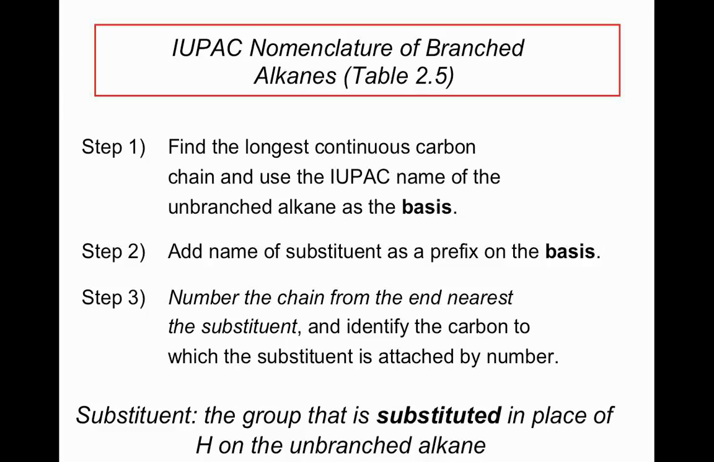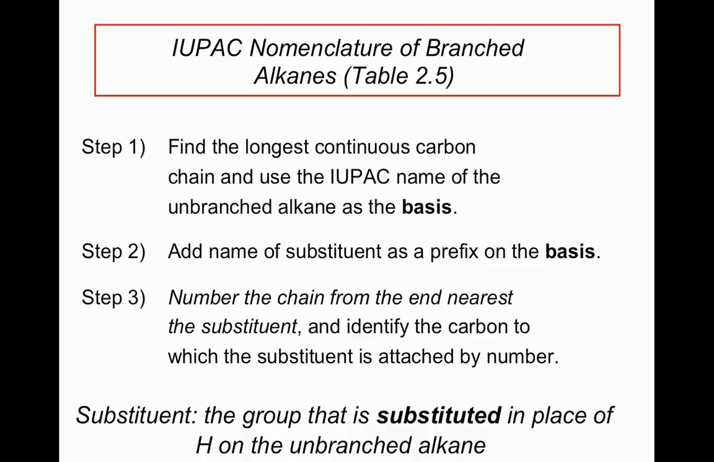So, to name branched alkanes, our naming rules become a little bit more complicated. Okay? You can name any branched alkane by following 3 simple steps, as listed here on this slide. Okay? First, find the longest continuous chain of carbon atoms and use the IUPAC name of the unbranched alkane that matches that number of carbons as the basis of the name.